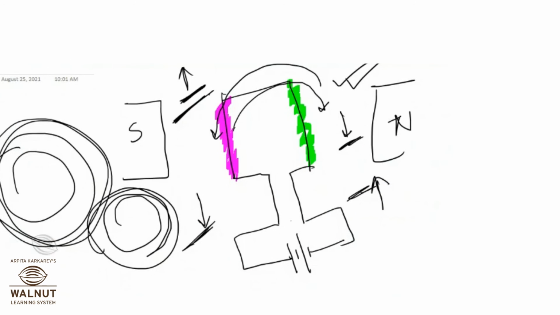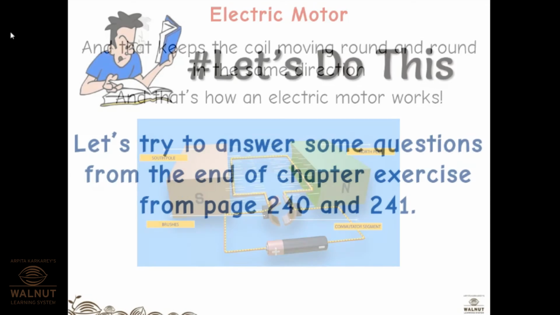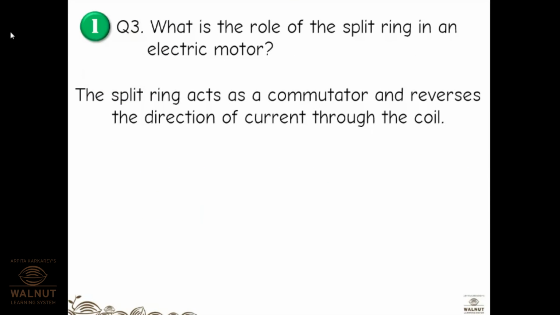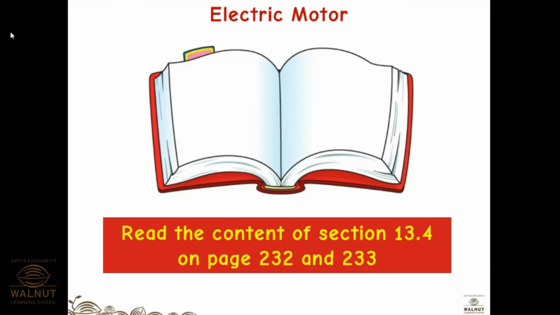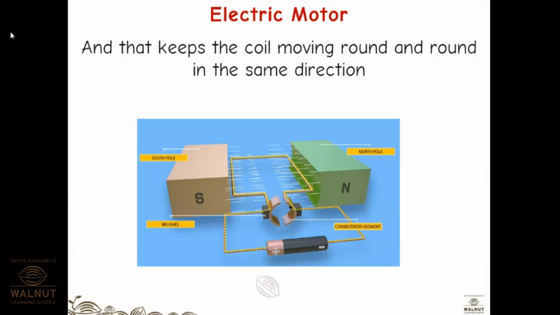Now, when you do not use split rings and commutator, what will happen? This side of the coil will move downward, this side of the coil will move upward. So it will complete only half of the journey. Half of the journey means up to the perpendicular part. Okay, so this is how the electric motor works, the whole working part and the whole construction part, how it is made.